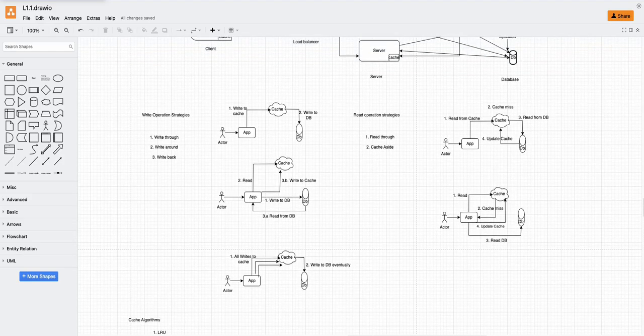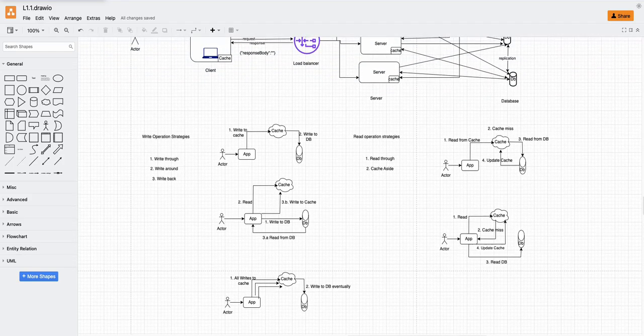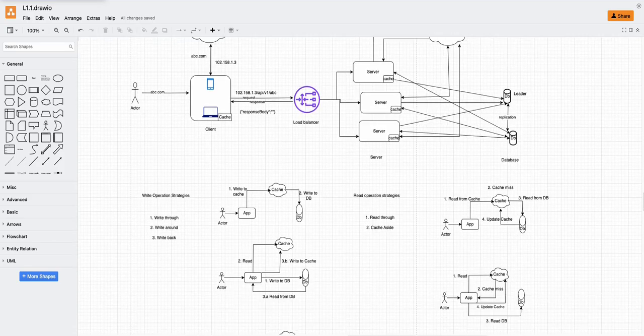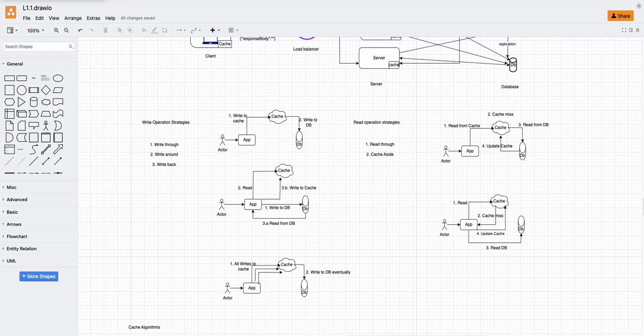Similarly, when a read request comes to the server, there are certain read operation strategies. First one is read through strategy, where we are reading through the cache. Now let's say I referred to some data, and that data is cached in the cache server. Then I'll immediately get the data.